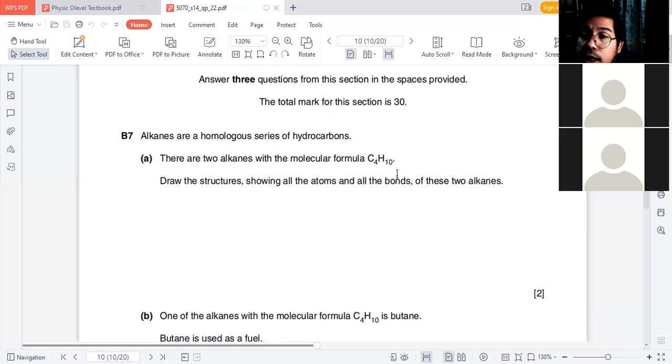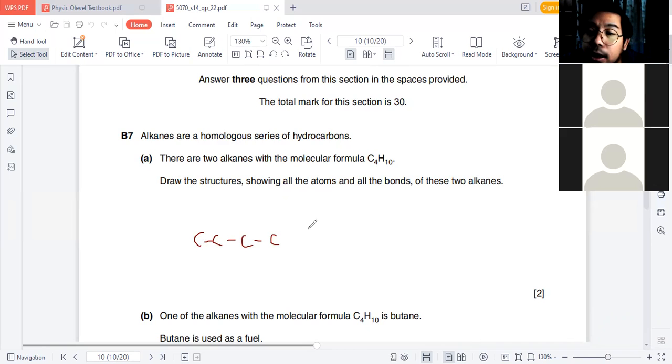So you have to have what we call isomers. An isomer is a different structure but the same molecular formula. This is kind of easy. First thing, you write the normal chain of 4 carbons: 1, 2, 3, 4. I'm not going to draw the hydrogen, so you should know how to draw that.